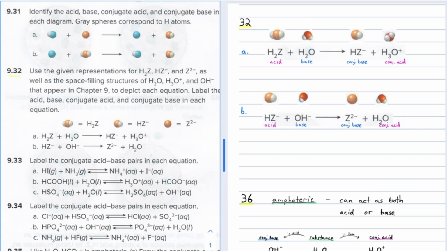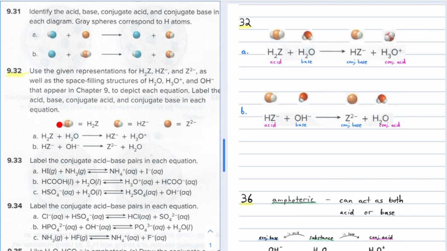Number 32. Use the given representations for H2Z, HZ minus, and Z minus 2, as well as the space-filling structures for H2O, H3O plus, and OH minus that appear in Chapter 9 to depict each equation. Label the acid, base, conjugate acid, and conjugate base in each equation.